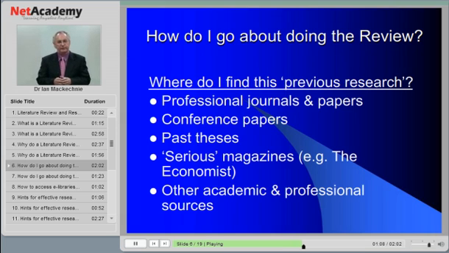We also look at conference papers that have been presented at conferences, because these are a rich source of information, especially in relation to current thinking in a particular topic area. We also look at past theses. We look at what other researchers have written about the topic, and a thesis is a good place to go to. We can look at serious magazines. Magazines, for example, like The Economist, which has a reputation for good, solid and accurate reporting. And of course we can use any other academic and professional sources as well. The important thing is that we are looking for facts, we're not looking for opinions. So it's important that in our literature review we are drawing out factual information from good, reliable sources.